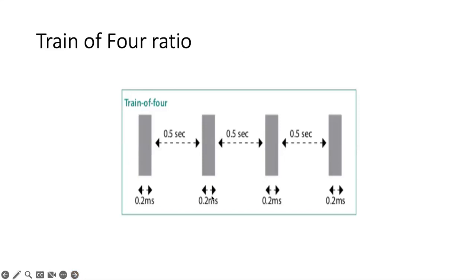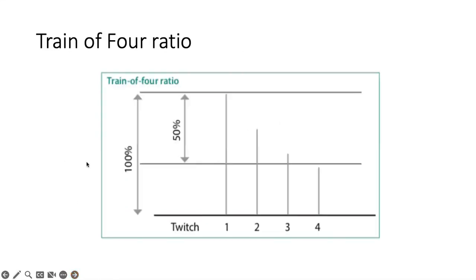So you get 1, 2, 3, 4 twitches. This is your train of 4 ratio. So the train of 4 ratio, as we said, is the ratio of the 4th twitch, T4, divided by the 1st twitch. So this is about 50% of this one. So the train of 4 ratio is 50%. So the machine would display 50%.